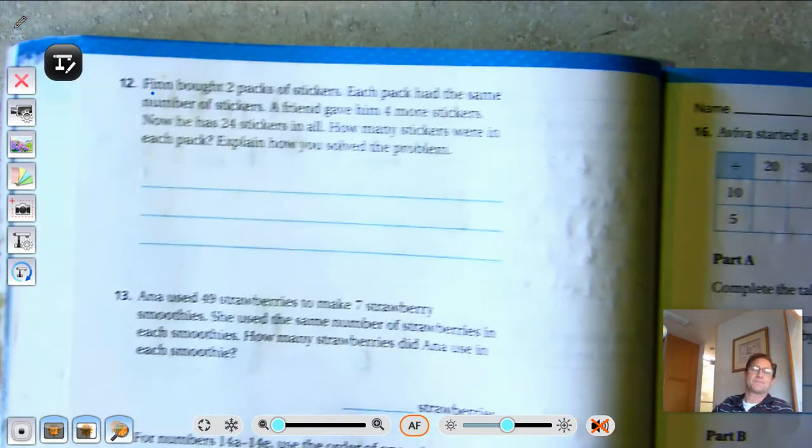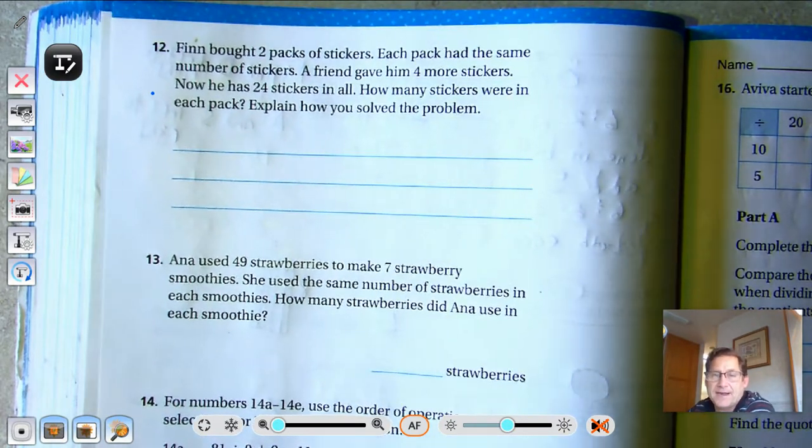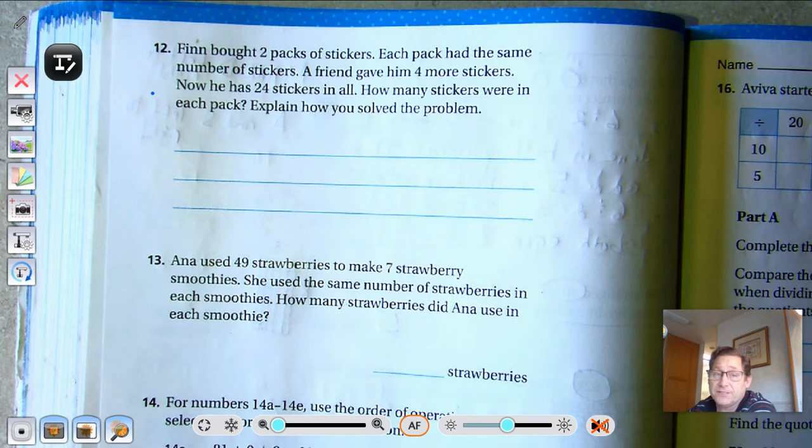Number 12. Finn bought 2 packs of stickers. Each pack had the same number of stickers. A friend gave him 4 more stickers. Now he has 24 stickers in all. How many stickers were in each pack? Explain how you solved the problem.